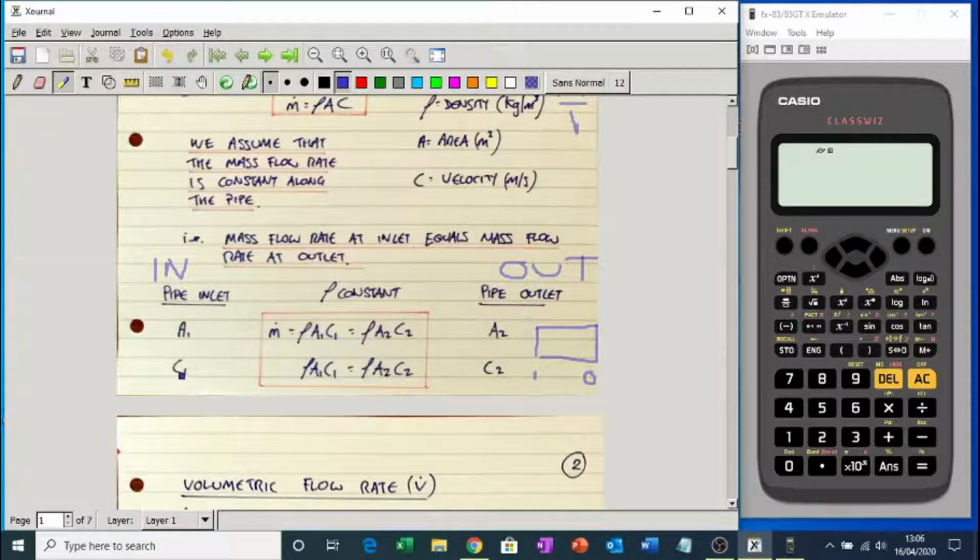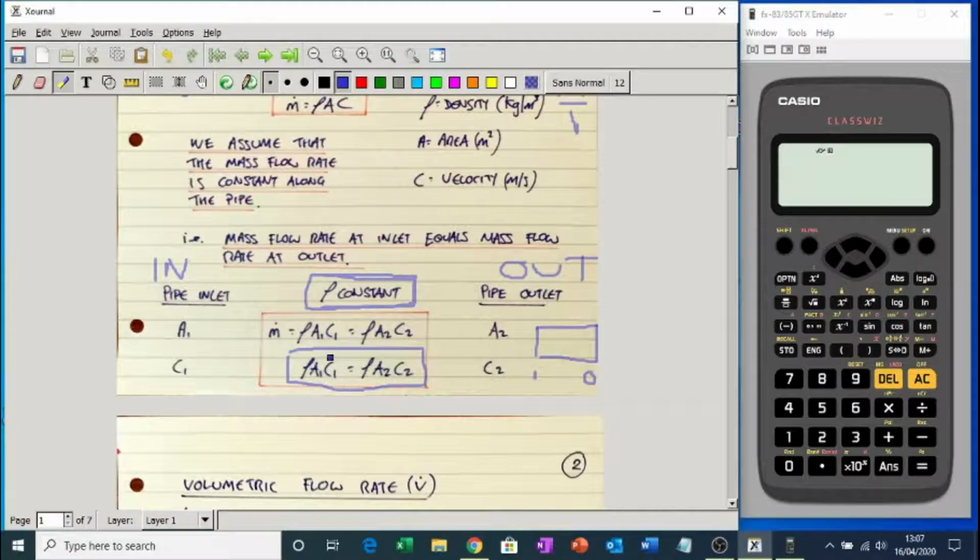That's what we're assuming. Now, obviously, the area may change and the flow velocity may change. But we'll assume as well that the density stays the same. Not always the case. But the mass flow rate is the same in as it is out. And we know the mass flow rate is density, area, and speed. So the mass flow rate is density, area in, flow velocity in, equals density, area out, speed out. So that has got to be true. This is called the continuity equation.